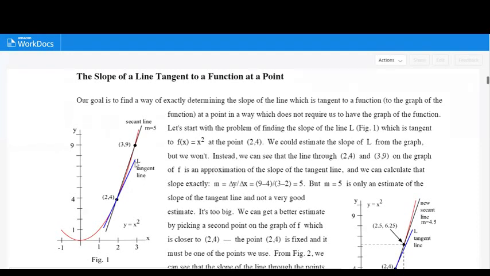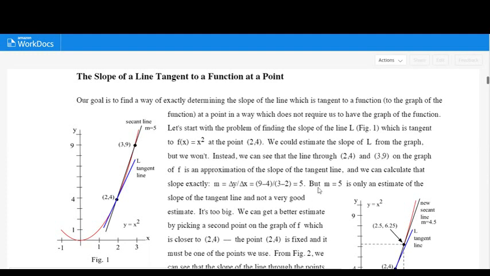So this is our point 1. This is our point 2. So this is our y sub 2, so 9, minus y sub 1, which is 4, all over our x sub 2, which is 3 dito, minus kay x sub 1, which is 2. So 9 minus 4, that's 5, all over 3 minus 2, that's 1. So 5 over 1, the answer is still 5.